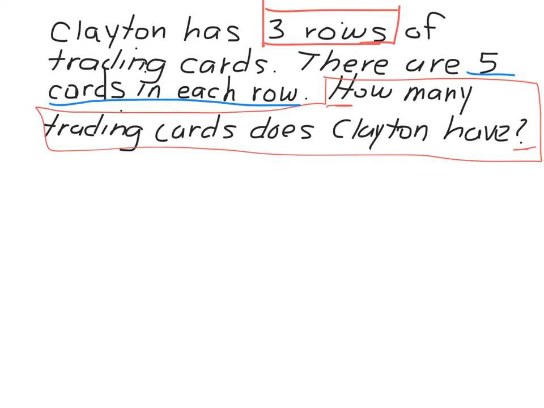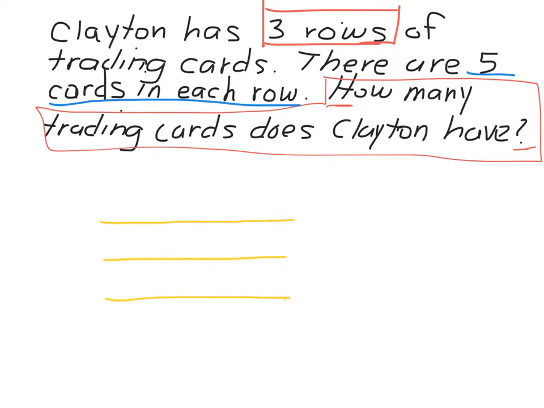So, the word problem says that Clayton has 3 rows of trading cards. So, we could draw the 3 rows first. That would be 1, 2, and 3. So if we draw the rows, this can help as a visual reminder that it's not just 3 cards, but 3 rows of trading cards.